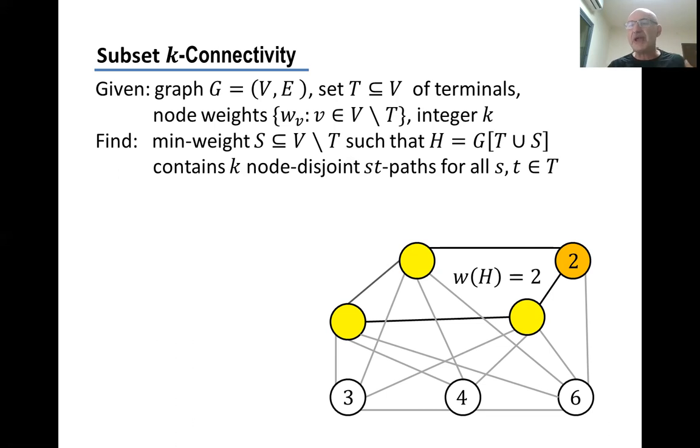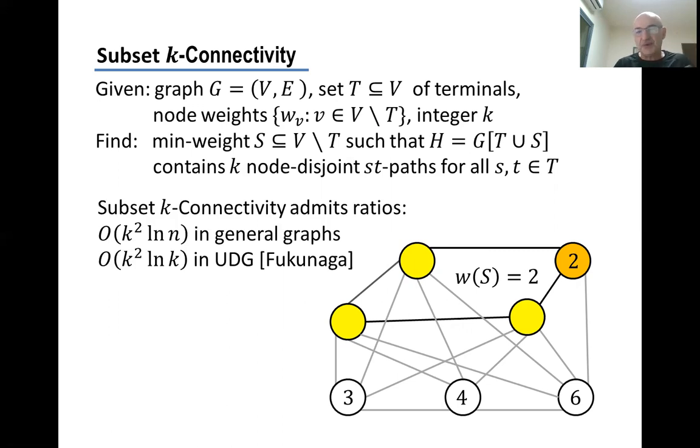So we have terminals, we want to add additional nodes such that there will be k node disjoint paths, internally disjoint paths between every two terminals. So we require connectivity between the terminals, but no connectivity is required between the non-terminals. So for example, in this example, if our terminal set are the yellow nodes, and k equals 2, then by adding the node of weight 2, we obtain a feasible solution. Well, in this case, we actually get a two-connected graph, but this is not required. We just need to get two disjoint paths between every two terminals.